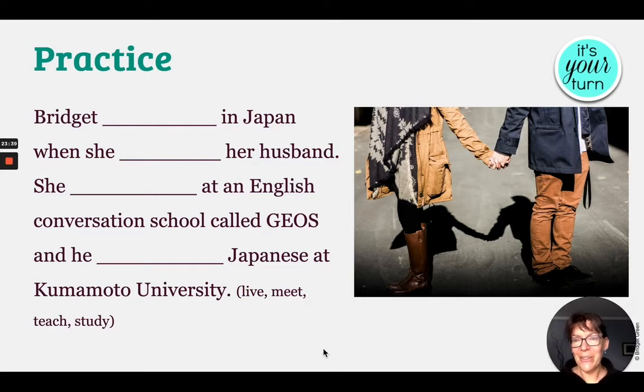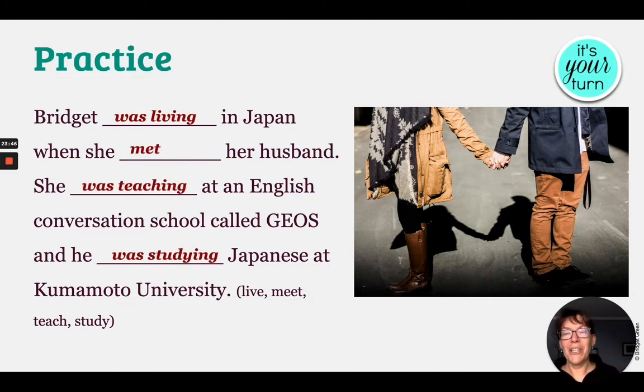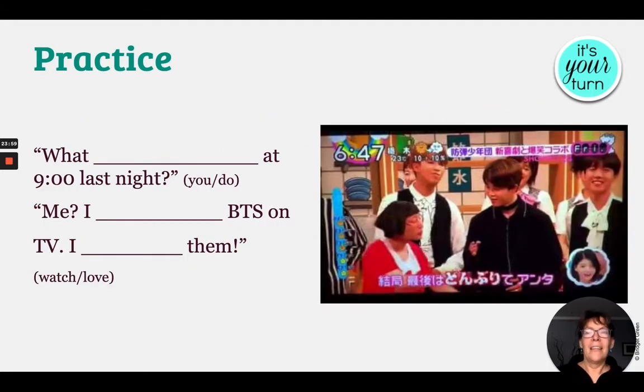Let's check your answers. Bridget was living in Japan when she met her husband. She was teaching at an English conversation school called GIOS, and he was studying Japanese at Kumamoto University. Try this one.